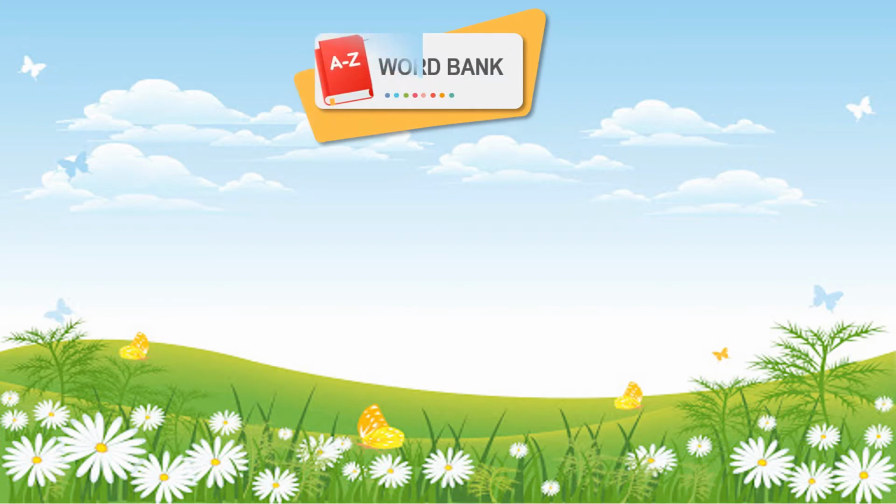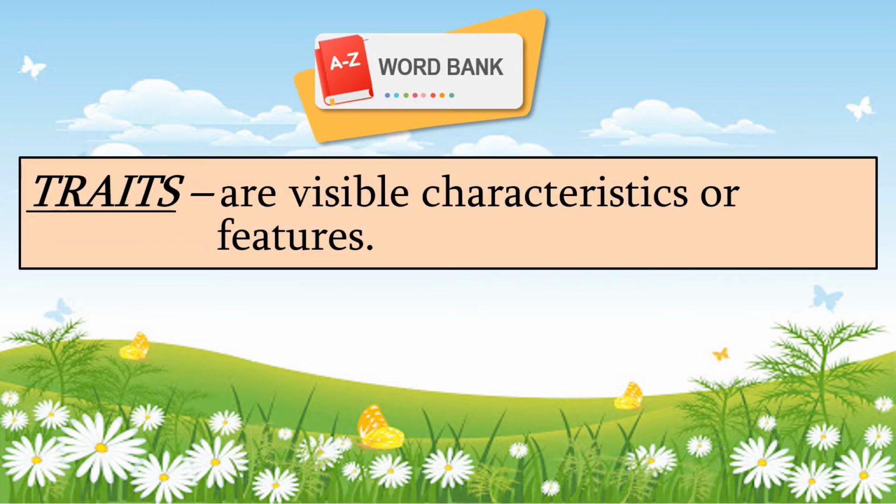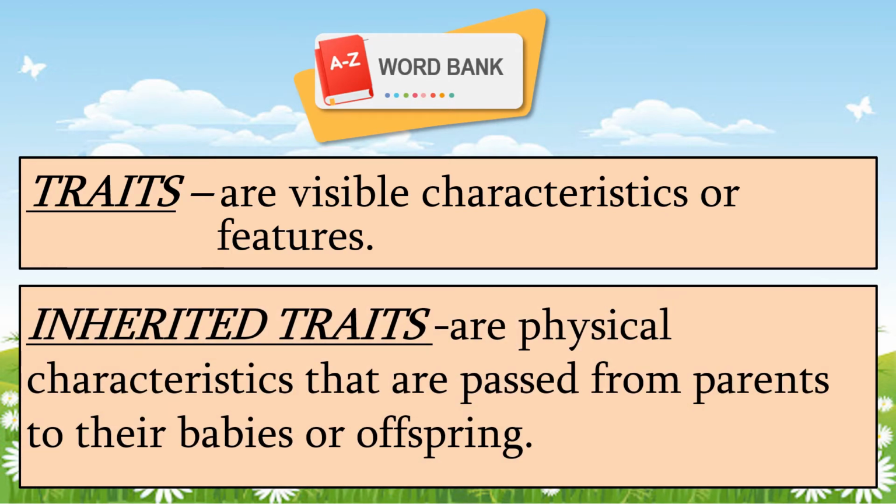We are going to unlock difficult words in this lesson through a word bank. Traits are visible characteristics or features. Inherited traits are physical characteristics that are passed from parents to their babies or offspring.